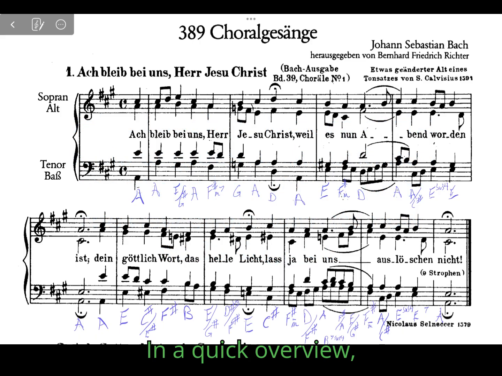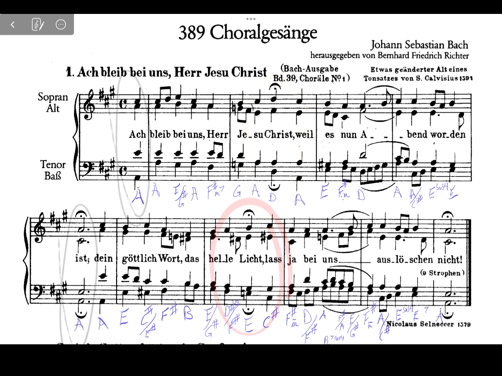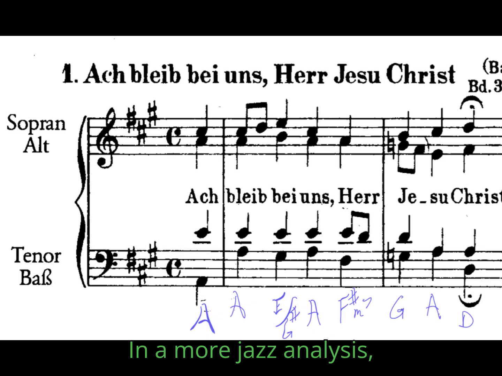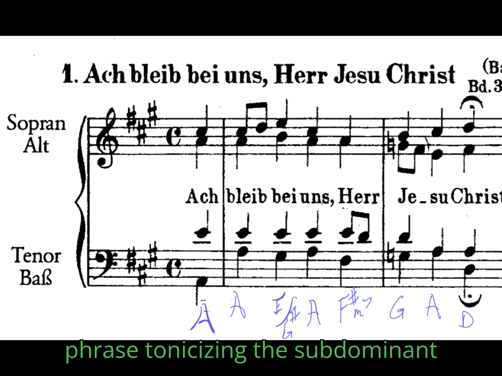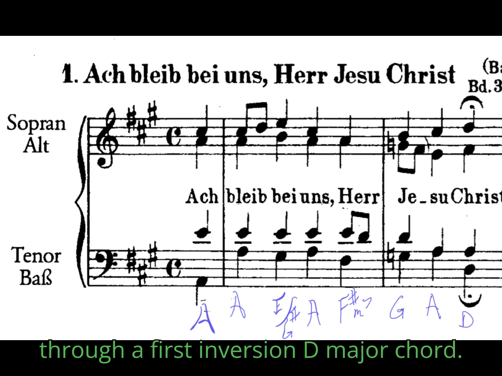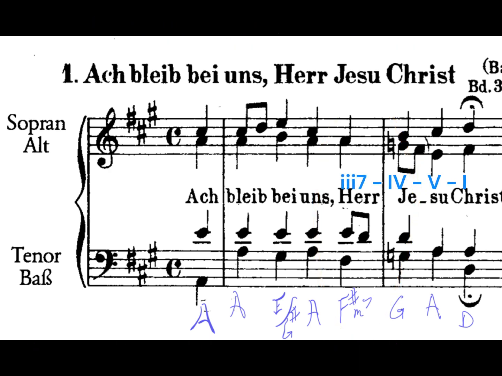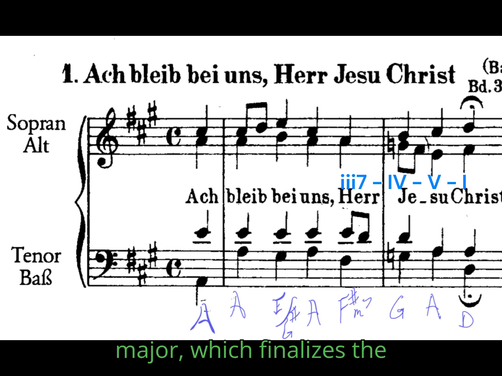In a quick overview, this chorale has 4 phrases ending on the subdominant, tonic, dominant, and tonic again. In a more jazz analysis, we start on the tonic with the first phrase tonicizing the subdominant through a first inversion D major chord, a secondary subdominant chord G major to a secondary dominant chord A major, which finalizes the tonicization of D major.